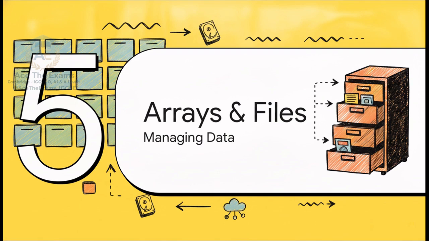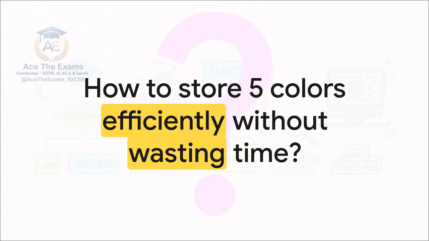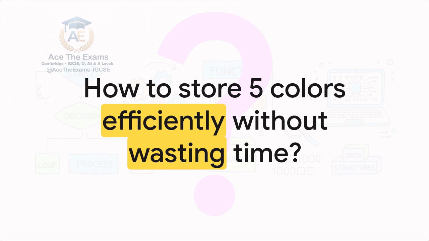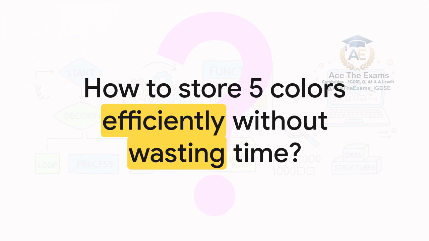And finally, Section 5, Arrays and File Handling. So, the crucial point is, we are now going to look at the programmer's ultimate filing cabinet. This is vital for managing massive amounts of data efficiently. Imagine you need to store 5 distinct colors for a program. I mean, sure, you could create color_0, color_1, color_2, and so on, but that wastes time and completely clutters up your memory. So how do we solve this organizational problem elegantly?